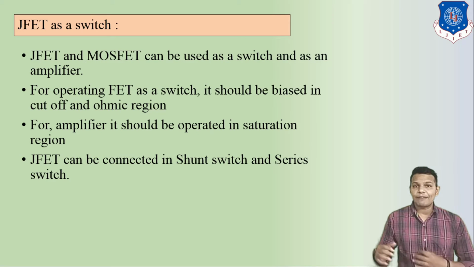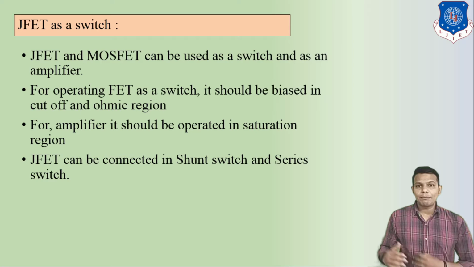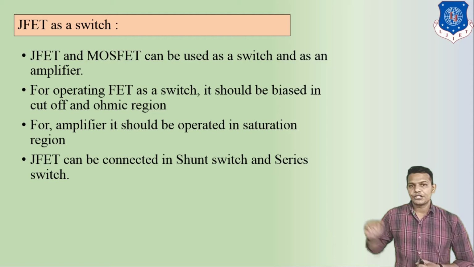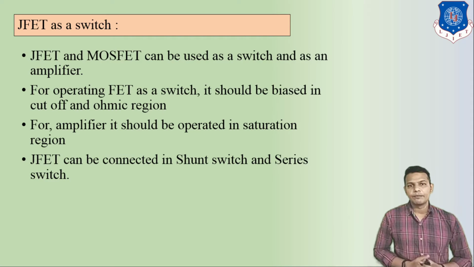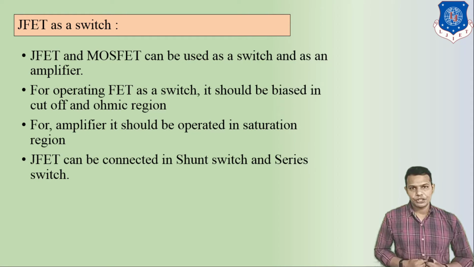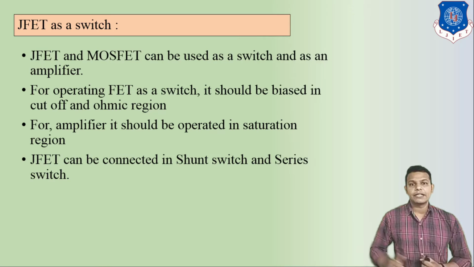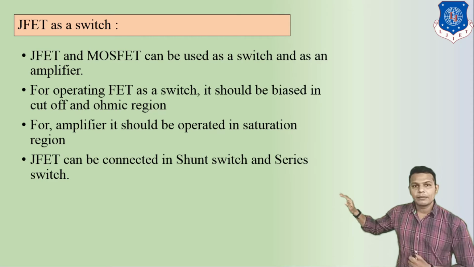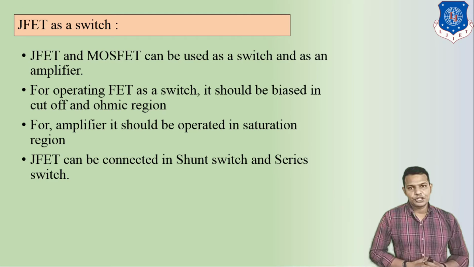For operating FET as a switch, it should be biased in the cutoff region and ohmic region. There are three types of regions available for FET: number 1, cutoff region; number 2, ohmic region; and number 3, saturation region. Whereas we discussed in BJT, there are 3 regions: cutoff region, active region and saturation region. Here we can see there is a little bit of change in regions.